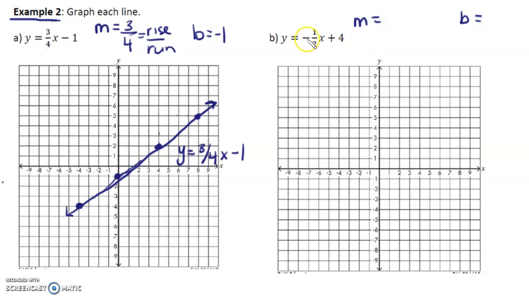For B, our slope is negative 1 over 2, which is going to be the rise over the run, and our b is 4. So first graph the 4, we need a reference point, a starting point, and then apply the slope. So down 1 over 2, down 1 over 2, down 1 over 2, down 1 over 2. That's enough points to make this nice and straight with our ruler. Put arrows on both ends and then label your line.